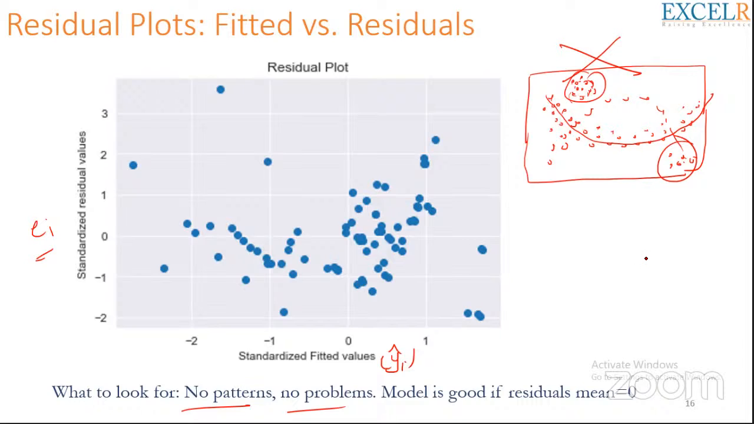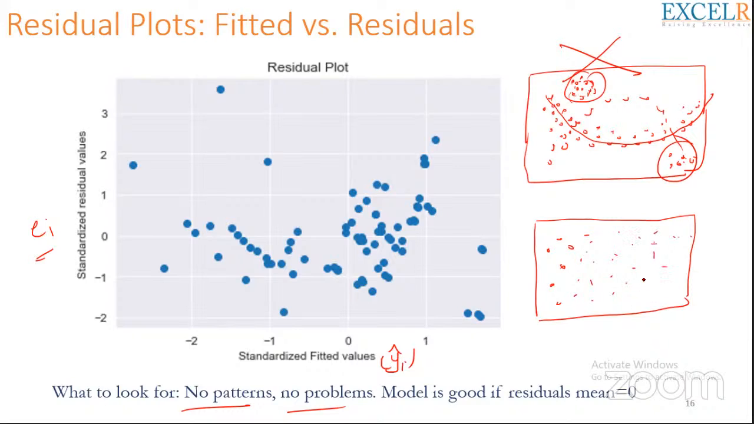So how does the plot look if there are no patterns at all? If the data is like this, do you see any pattern here? No, all the data points are randomly scattered across the plot. There are no ups and downs, no clusters, no mixtures. If you compare, this plot is a good plot, if you have to say your model is a good model. So no patterns, no problems. If you see any pattern like the earlier ones, that model is not a good model.